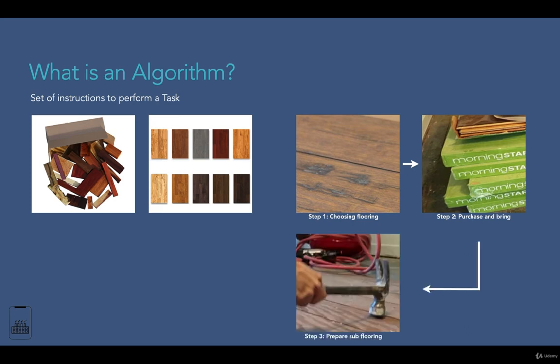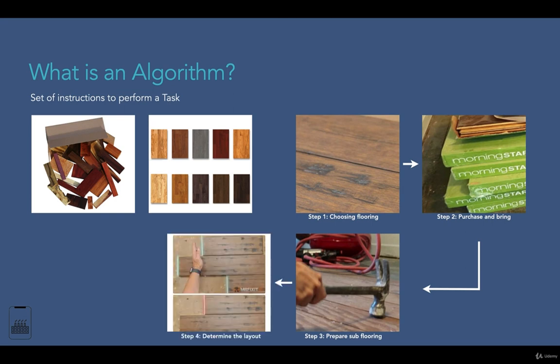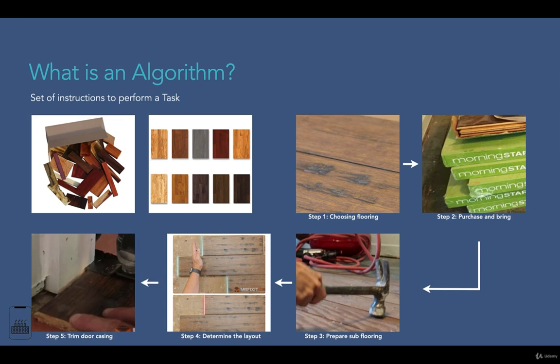Then the third step is we need to prepare the subflooring. The next step is we need to determine the layout of the flooring in the space. And finally, we need to trim the door casing and our floor is ready. So as you see, we have completed a set of steps to accomplish our task of flooring.